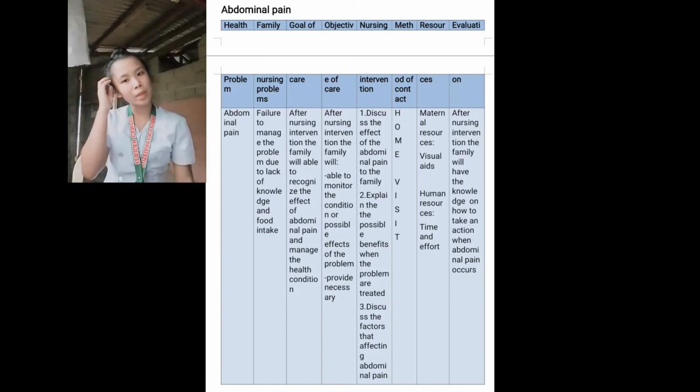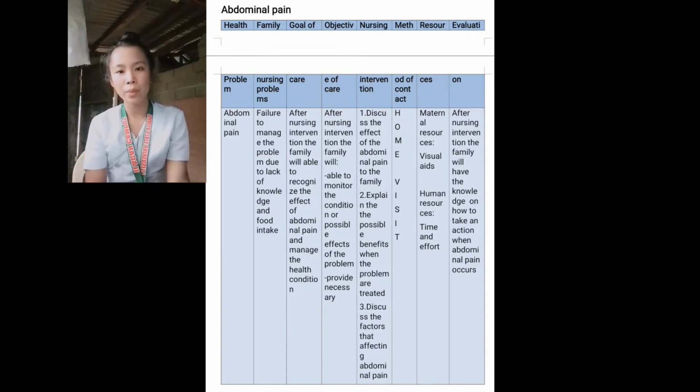Next problem is the abdominal pain. Family nursing problem: failure to manage the problem due to lack of knowledge and food intake. Goal of care: after nursing intervention, the family will be able to recognize the effect of abdominal pain and manage the health condition. Objective of care: after nursing intervention, the family will first be able to monitor the condition or possible effects of the problem, and second, provide necessary treatment to the patient.